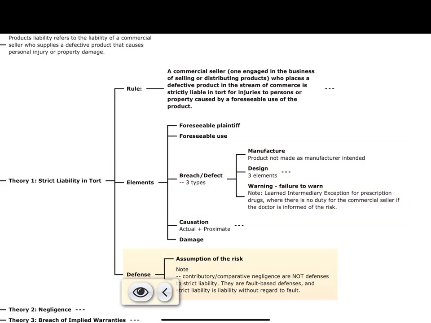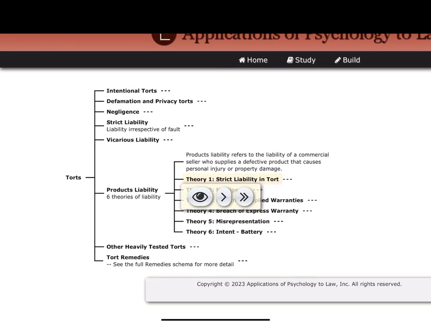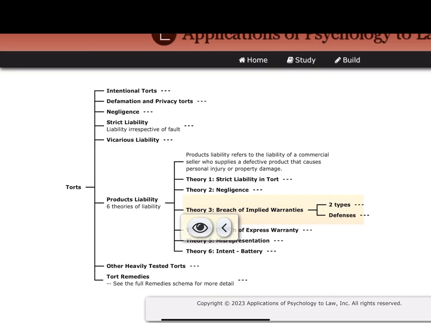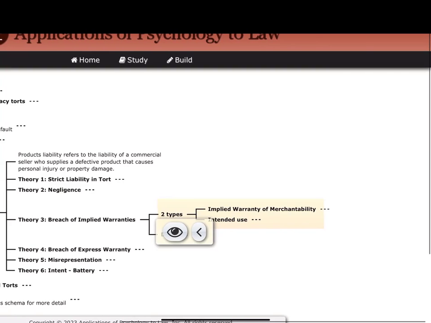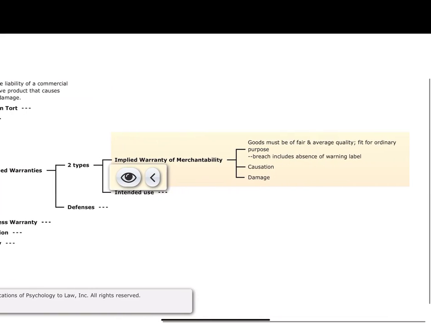Now, when you think about defenses, this is strict liability. So assumption of the risk is a defense, but your other usual defenses in tort do not work because they're fault-based. They don't apply to strict liability. Okay, the second theory is negligence, straightforward negligence. The third theory is breach of implied warranties, and there are 2 types of implied warranties. The implied warranty of merchantability and the warranty of intended use. There are defenses associated there as well.